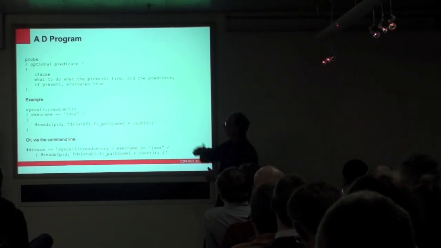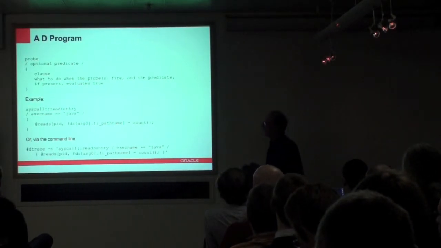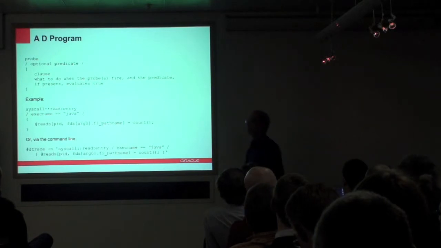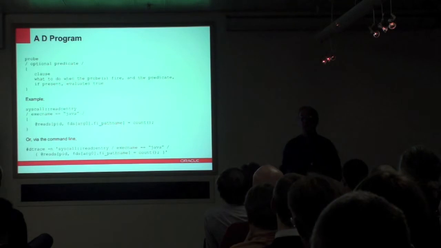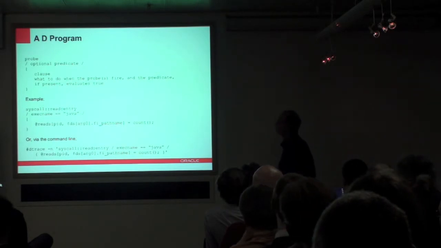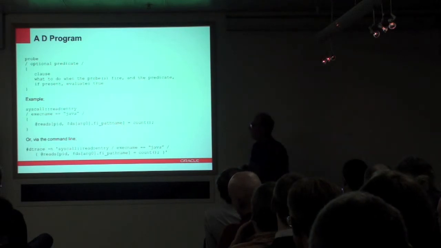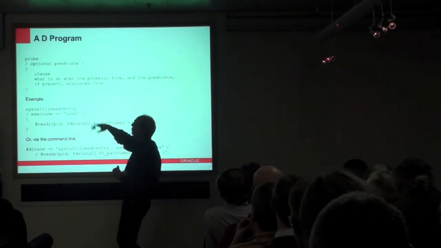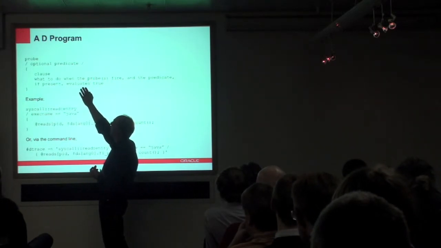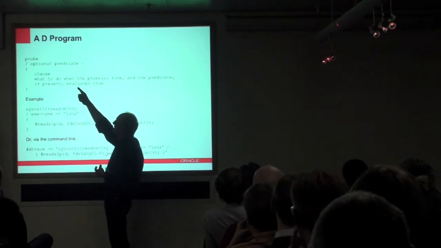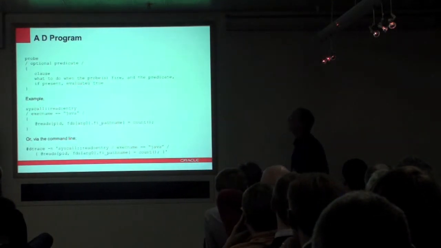You basically have a probe, and a probe has those 4 components in its name that I told you about. A probe is followed by an optional predicate. You don't have to use predicates, but you can if you want to create some conditional statements around whether or not you want DTrace to take the action specified in the curly braces. So you've got a probe, you've got an optional predicate, then you've got your probe clause, or what actions to take whenever the probe fires. And that's it. That's a D program.